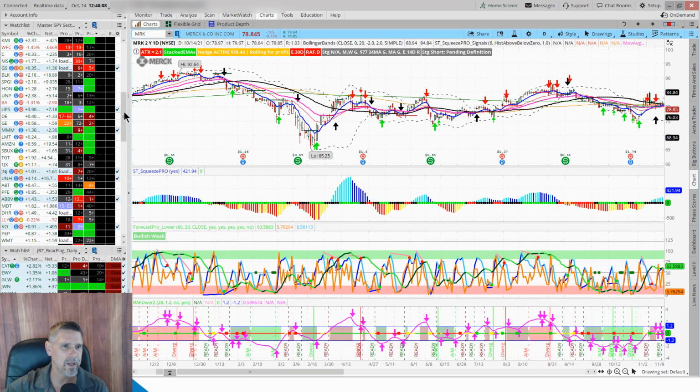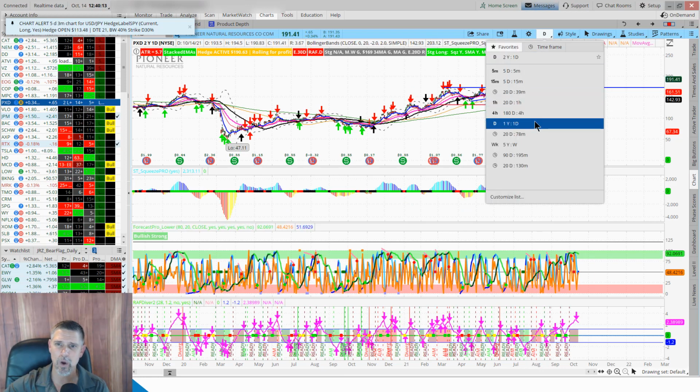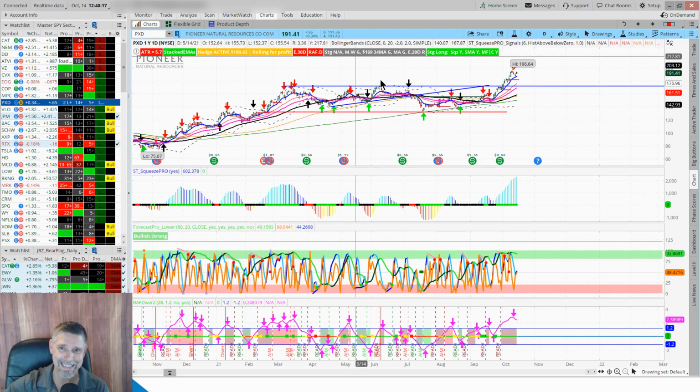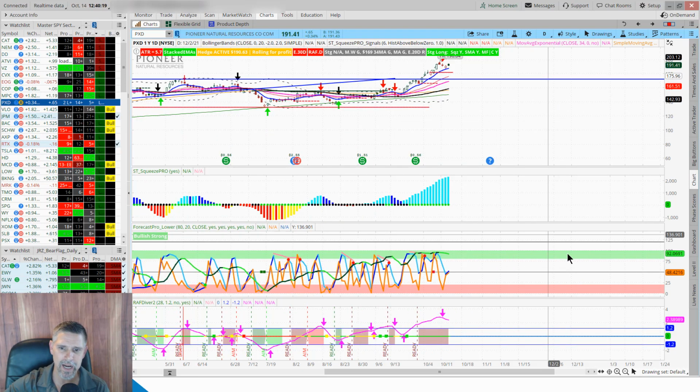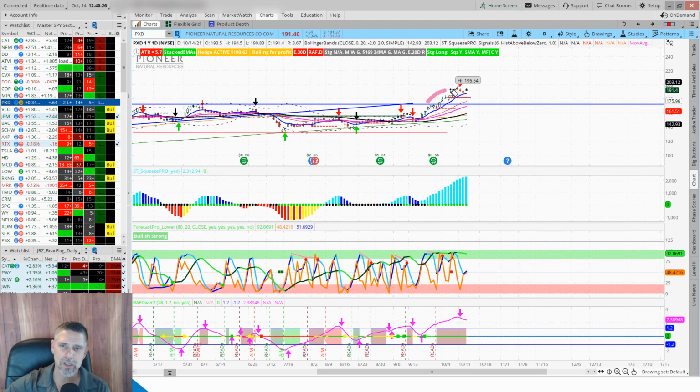So let's just go pull up a random chart and let's see what we can spot. I'm just going to go up here to PXD. I don't know, I just randomly picked it. And let me go out to a year and let's see what we got. So right now, we are in an uptrend. Price is going up, this indicator is going up. But look at this, we got a bearish divergence right here. Now that led to a small pullback, but as of right now, not much.